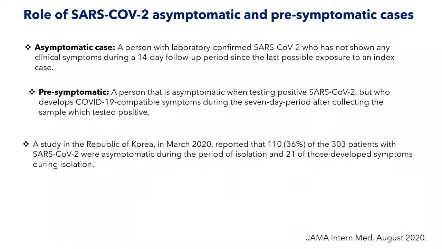To highlight the role of asymptomatic and pre-symptomatic cases in the disease spread, a study in the Republic of Korea in March 2020 reported that 110 out of 303 patients with SARS-CoV-2 were asymptomatic during the period of isolation, and 21 of those developed symptoms during isolation. This study indicates that the viral RNA levels in asymptomatic cases are at the same levels as in symptomatic patients.